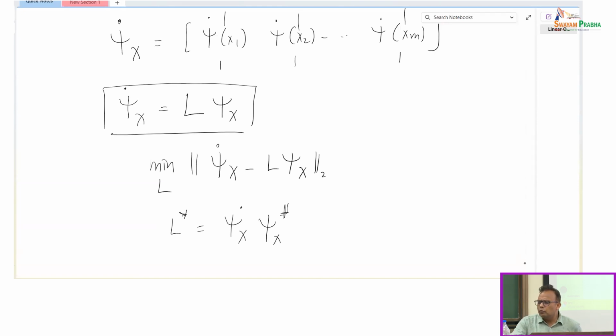So I also have the code for the GDMD algorithms. I can also provide you that, which you could use to compute this. Okay. Any questions?